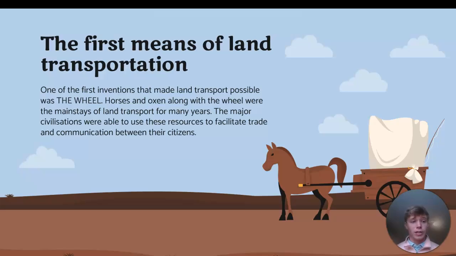First, we got land transportation. The first invention that made land transportation possible was the wheel, obviously, as we see right here. So, horses, oxen, and then we had buggies, carriages, those kinds of things. It was widely used for many years. Major civilizations used these resources to facilitate trade and also communication between their citizens, and kind of create those big cities we think of.